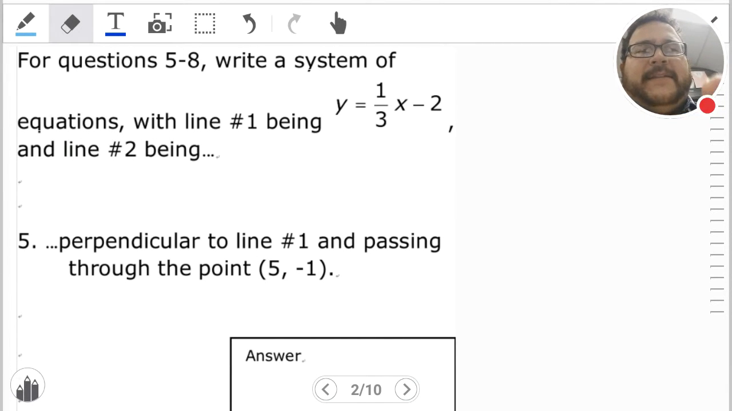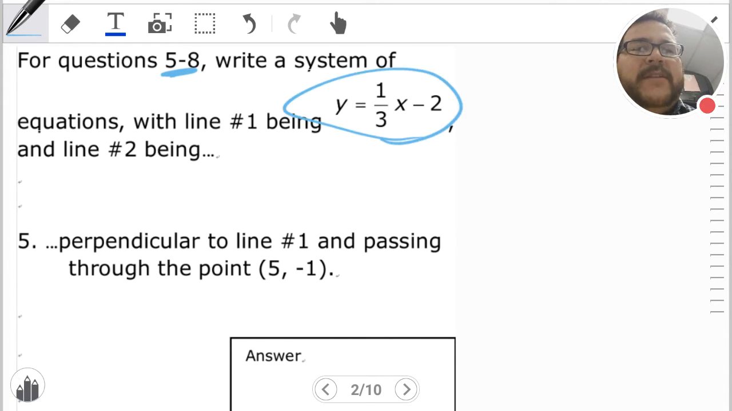All right, so in this set for problems 5 through 8, you need to write a system of equations with line number 1 being this. So it's always going to be this. We're going to need to write a second line, and it's going to give us a scenario for the second line. So that's what number 5 does.